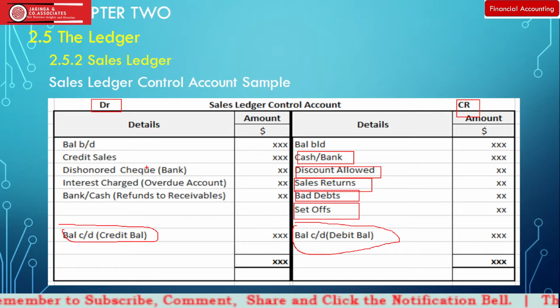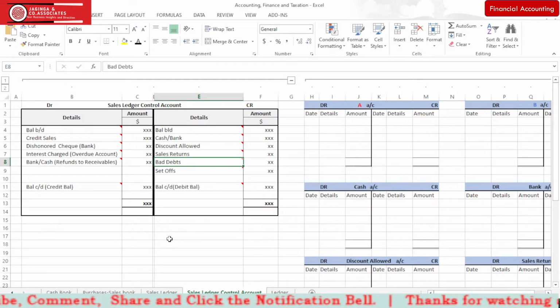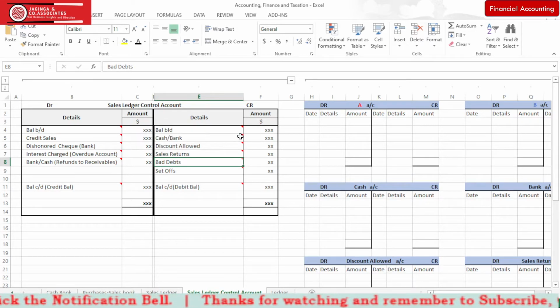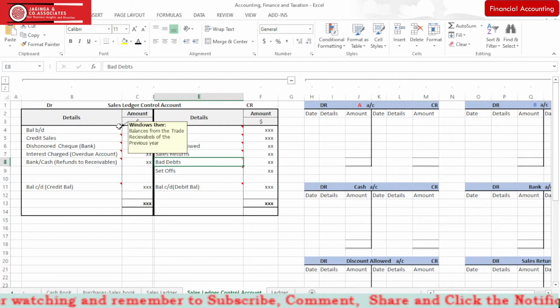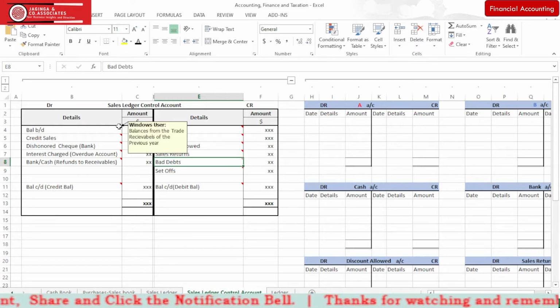So let me take you to my Excel workbook so that I can show you the sources of information of the sales ledger control account. Balances brought down, or balances brought forward, whether debit or credit, we will get from the trade receivables of the previous period. That is self-explanatory. For example, here we are in January, and the balances carried down for January will be the balances brought forward in February. That's why we are saying that the balances brought down will come from previous period balances.